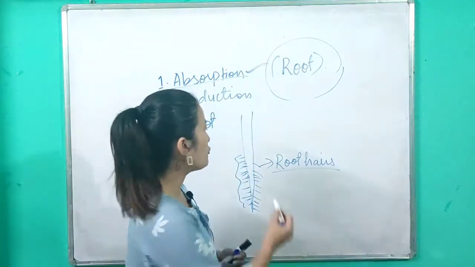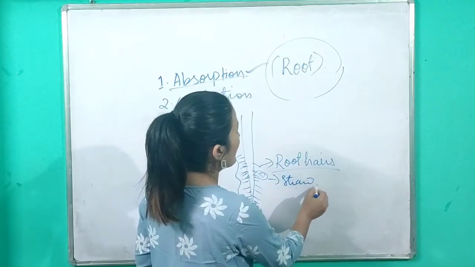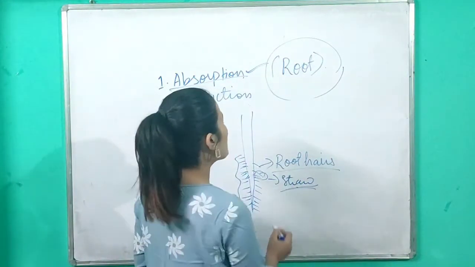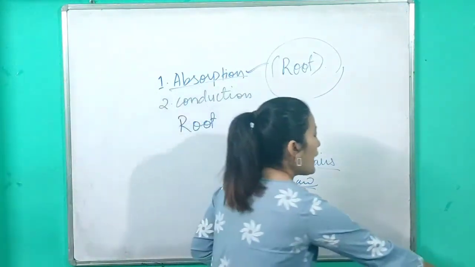Similarly here, your root hairs are acting like a straw. These root hairs are acting like a straw which is going to absorb water. So because of the presence of the root hairs, more and more water can be absorbed.